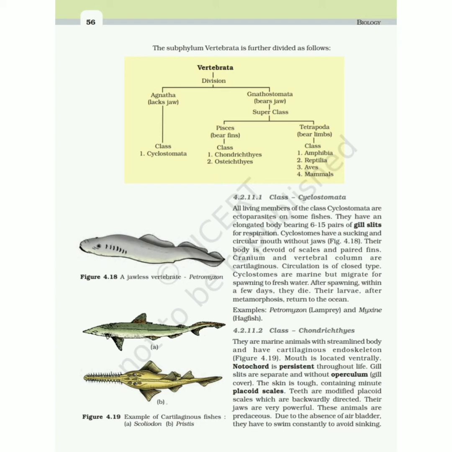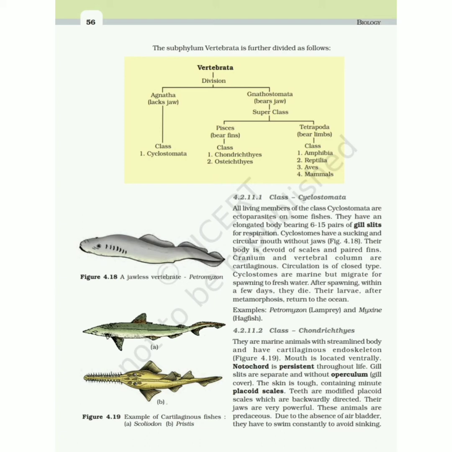4.2.11.1 Class Cyclostomata. All living members of the class Cyclostomata are ectoparasites on some fishes. They have an elongated body bearing 6 to 15 pairs of gill slits for respiration. Cyclostomes have a sucking and circular mouth without jaws, figure 4.18. Their body is devoid of scales and paired fins. Cranium and vertebral column are cartilaginous. Circulation is of closed type.